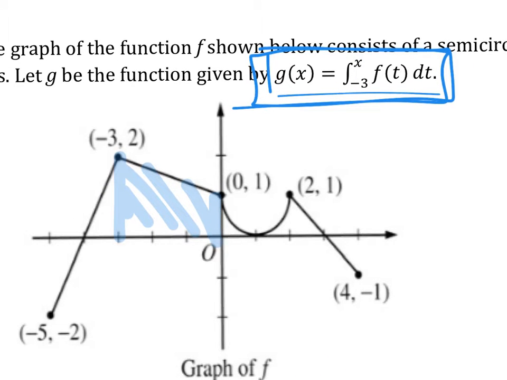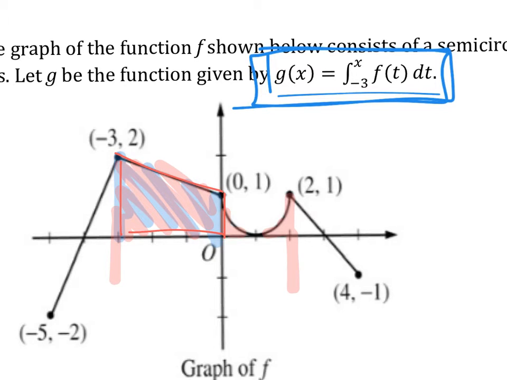And so the question is, G of 2 is really just the integral from -3 to 2 of f of t. And f of t is this graph that's shown. So basically, it's saying what is the area under the graph from -3 to 2. Okay, -3 to 2. -3 is here. It's going to be this part. So we got to add up all that area. All right, this part. What is the area here?